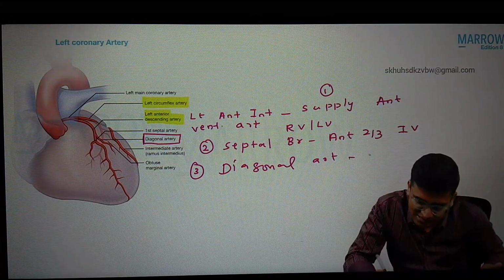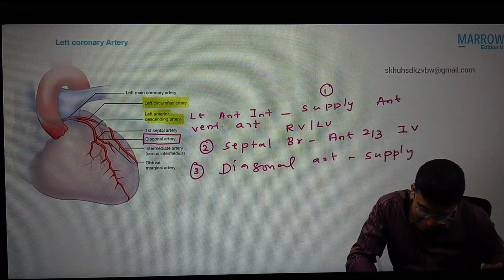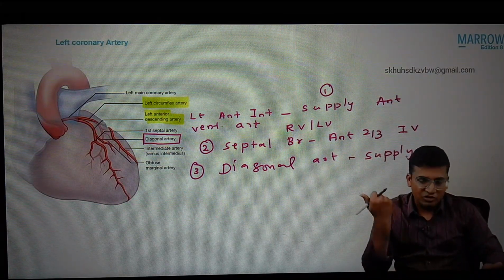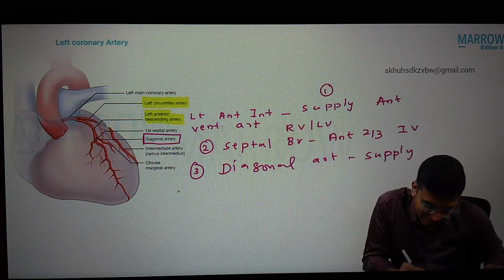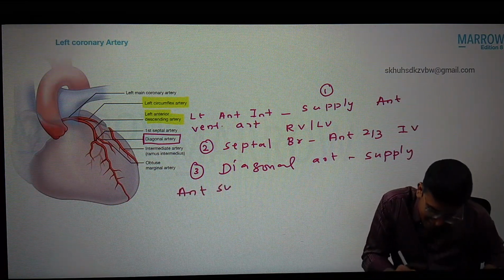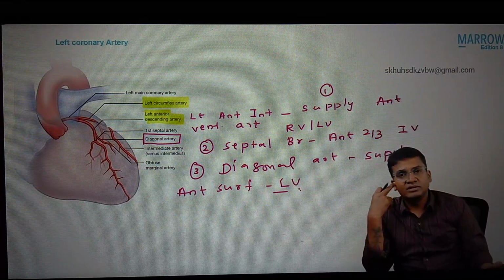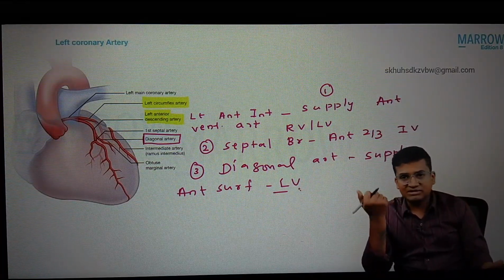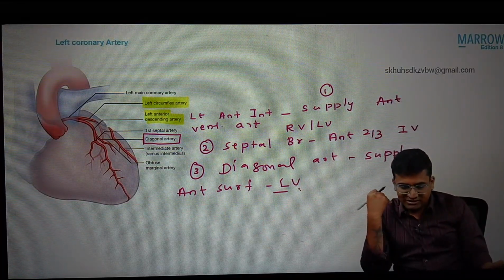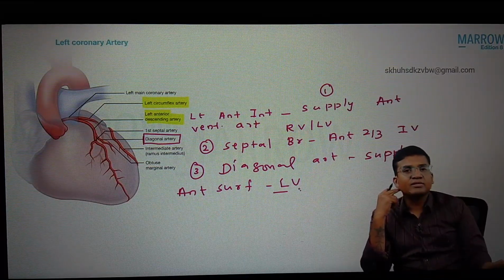Now the diagonal artery supplies, this is very important. In the 2019 AIIMS exam, we got this question. The diagonal artery supplies only the anterior surface of the left ventricle. This is very important. I told you, in the 2019 AIIMS exam, we got this question. The diagonal artery supplies the anterior surface of the left ventricle.